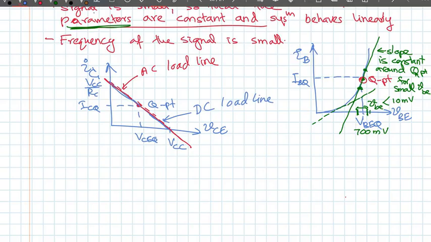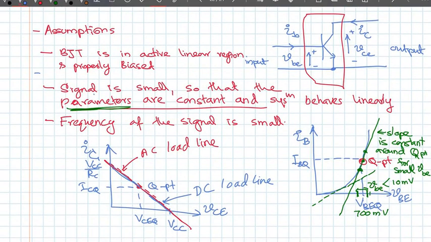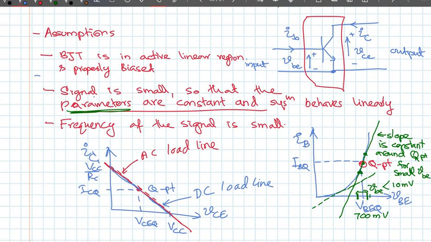So this basically tells me what conditions I need to satisfy if I were to use the two-port network theory for my BJT. If I want to consider my BJT as a two-port active linear circuit, I need to ensure that the frequency of the signal is small so that the parasitic capacitance effects do not interfere with my model. Number two, the signal is small so that VBE is less than 10 millivolts, preferably much smaller, so that the parameters, that is H11, H12, H21 and H22, do not change much.